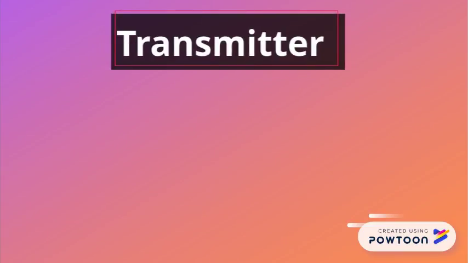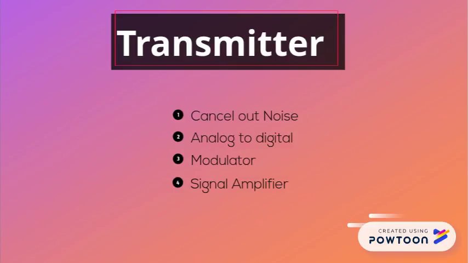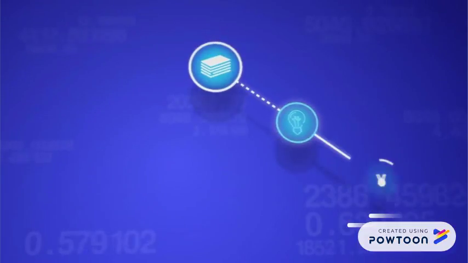So once the input signal is converted to an electrical signal, it then goes through a transmitter. The transmitter is what modifies the signal for efficient transmission. And the signal goes through a series of steps within the transmitter in order to make the signal more efficient in transmission. So first it'll go through a noise filter to cancel out any background noise that could garble the signal. And then it will be converted from analog to digital, so it'll go through an AD converter, and then it will go through a modulator and finally a signal amplifier.